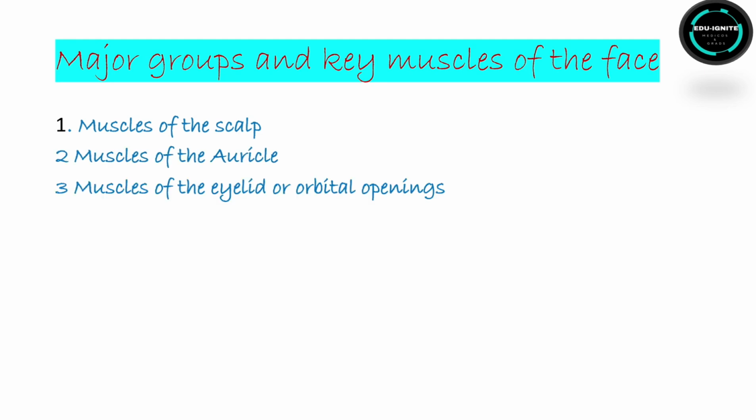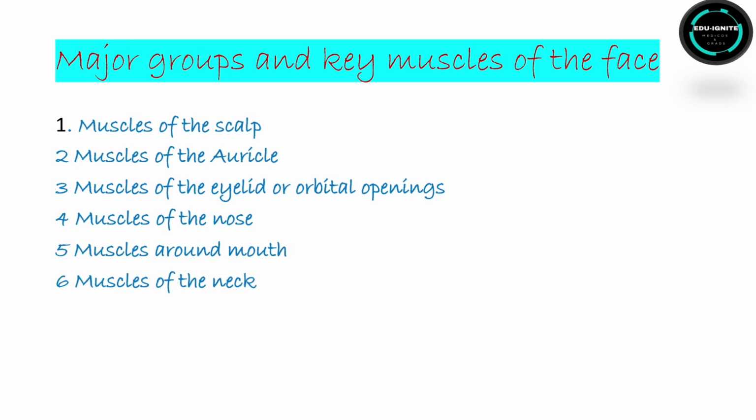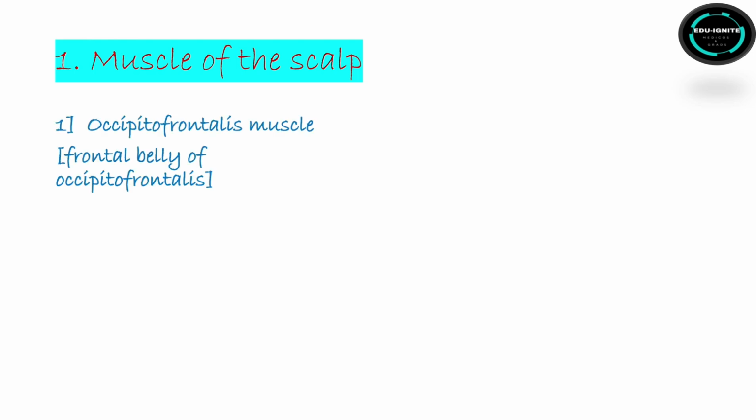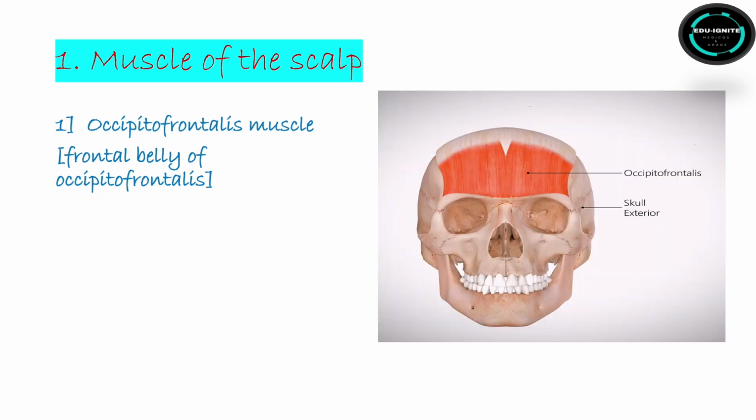Major groups and key muscles of the face: muscles of the scalp, muscles of the auricle, muscles of the eyelid or orbital opening, muscles of the nose, muscles around the mouth, muscles of the neck. Now first is muscles of the scalp. Occipitofrontalis muscle. This is the muscle of the scalp, and in this picture we can see the occipitofrontalis muscle.